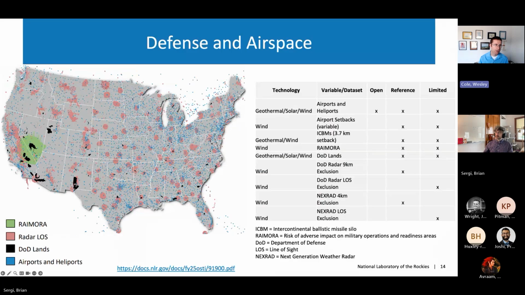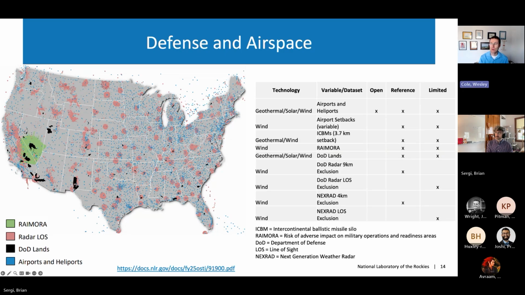So first, defense and aerospace, and this is how some of these slides are going to look. There's exclusions applied based on open, reference, or limited siting assumptions. So you could see that very first row of this table for airports and heliports. Those are removed. We're just saying you can't develop on top of an airport. And that's now in all the siting regimes.